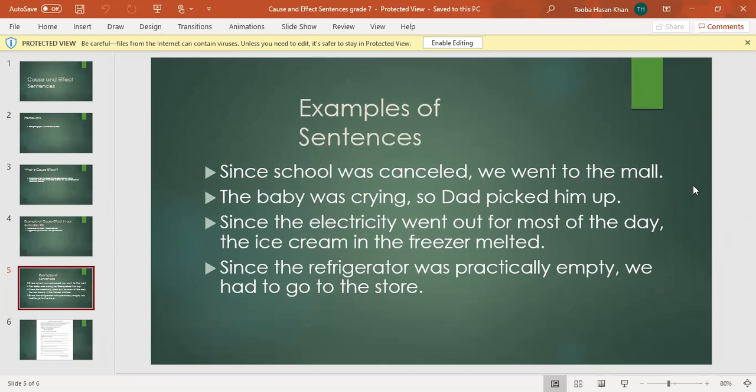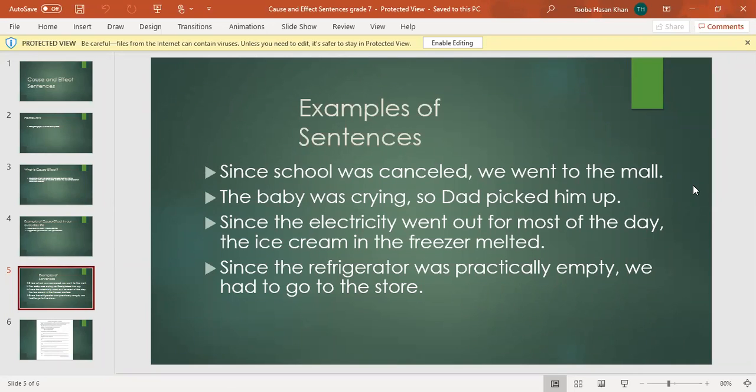So why did the ice cream melt? This is the effect. Ice cream melted is the effect. What is the cause of the ice cream melting? Because the electricity was out for the whole day. Since the refrigerator was practically empty, we had to go to the store.